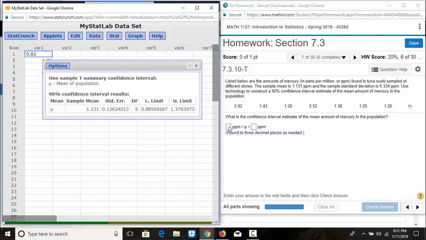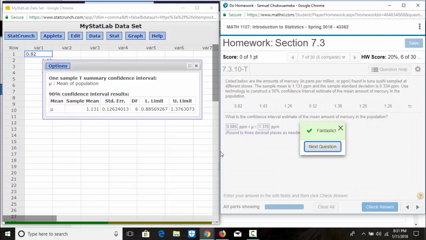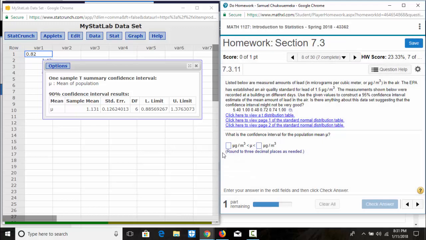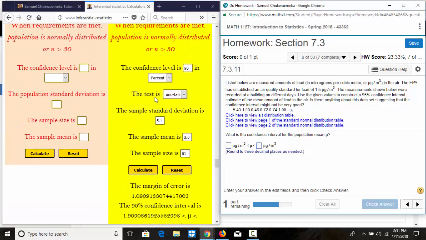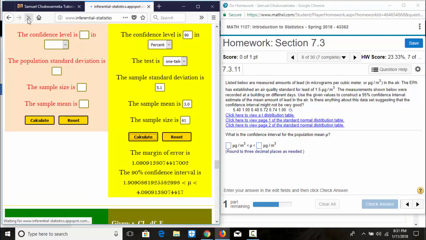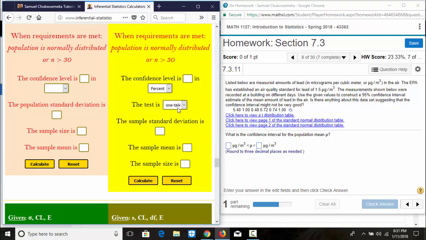So the lower limit to 3 decimal places will be 0.886, and the upper limit is 1.376. Okay, next one, my turn, my calculator. We can just refresh this to give us a new one, and you can just reset this.